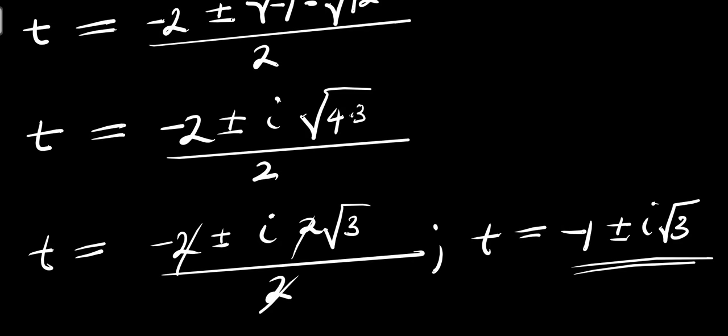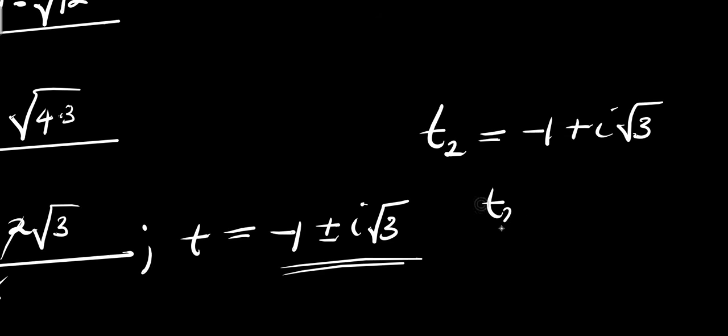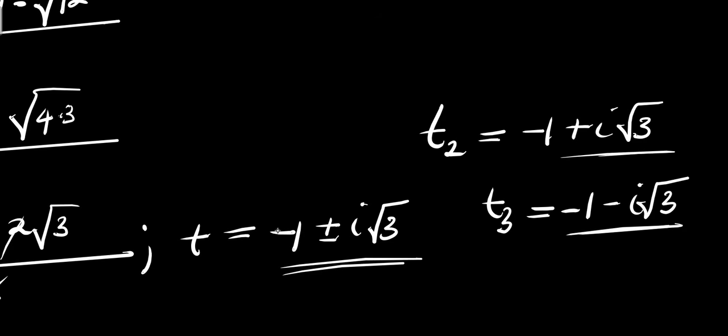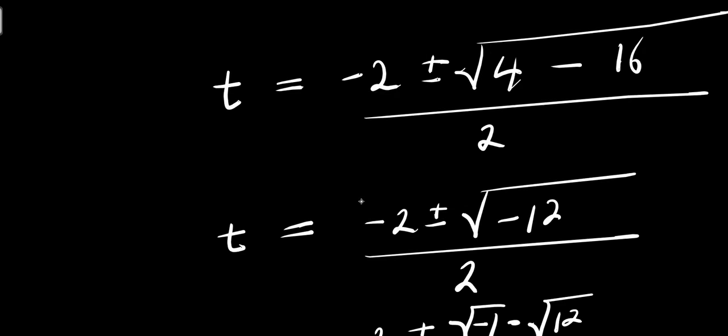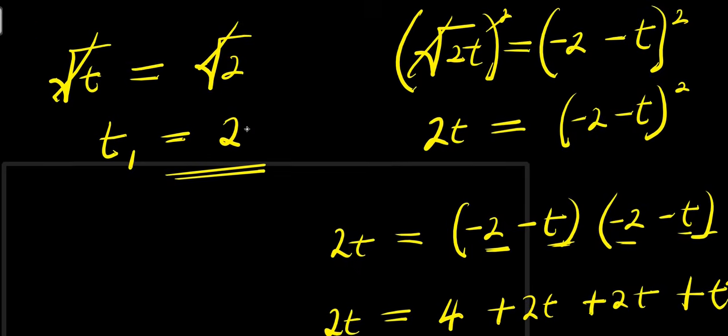So we have two complex values for t. We have t2 equals negative 1 plus i root 3. We have t3 equals negative 1 minus i root 3. So these are the two complex values. And we also have one real value for t, which is t equals 2.